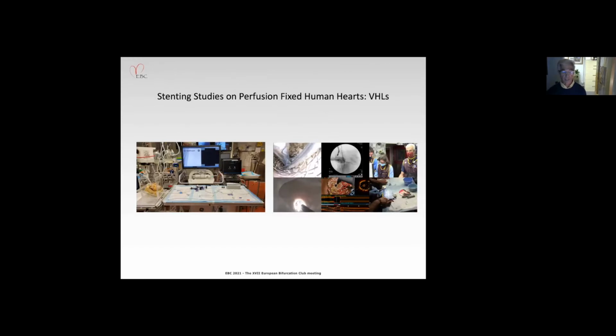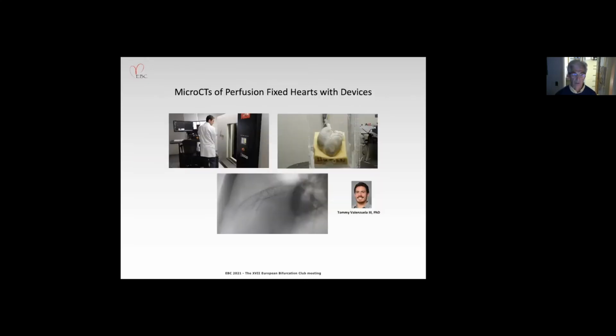So here's one of the studies where we took one of these fixed hearts and did a stenting study in it. So we set up the lab, we can do multimodal imaging here. We can look at direct visualizations of the stenting being performed. We can see the ostia of the left main there where the stent is being deployed using fluoro and OCT and watching each step of the procedure.